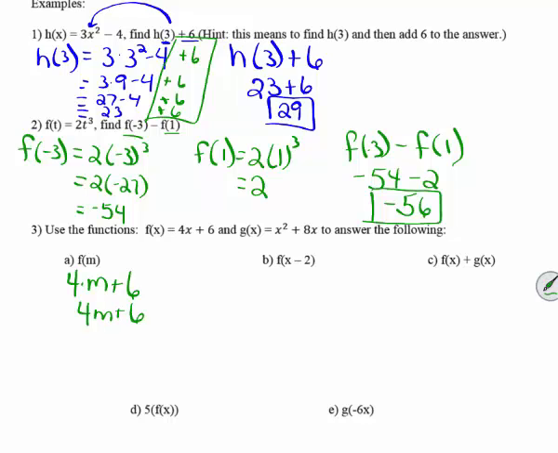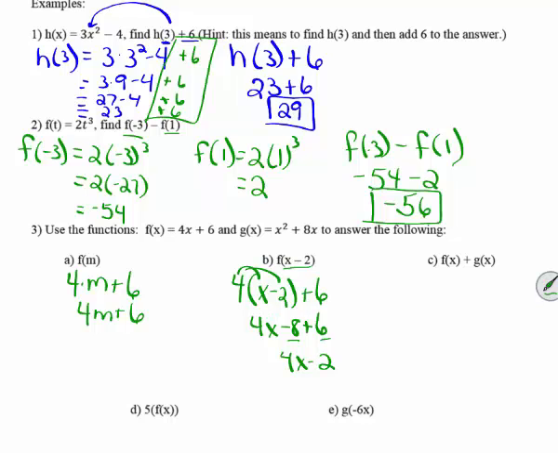Well, this one means wherever I see x, I'm putting in x minus 2. So that means 4 times x minus 2 plus 6. So now I want to go through and actually do my distributive property. 4x minus 8 plus 6. Combine my like terms, 4x minus 2.